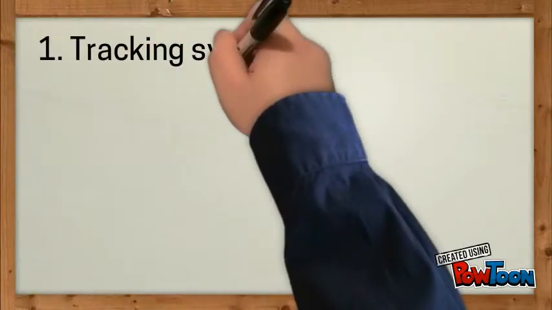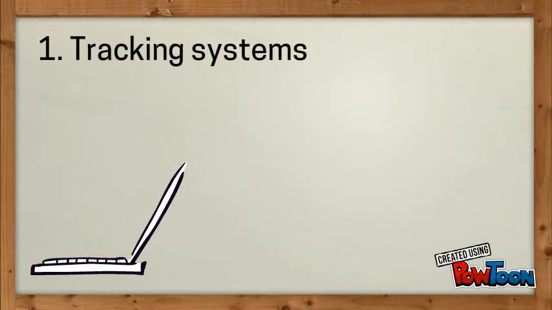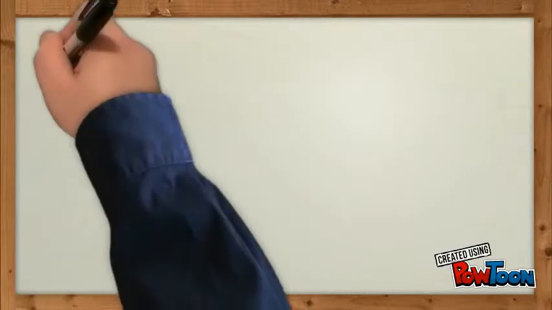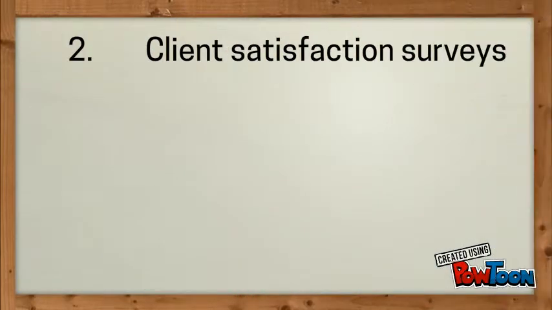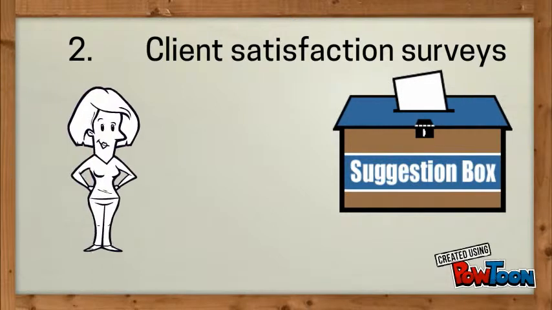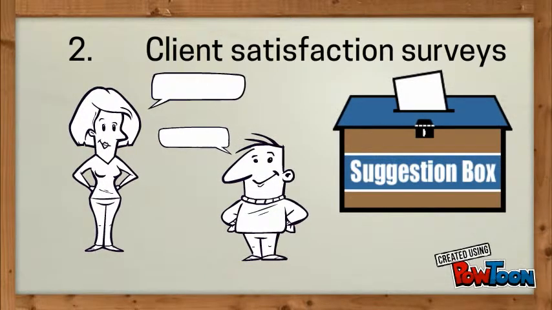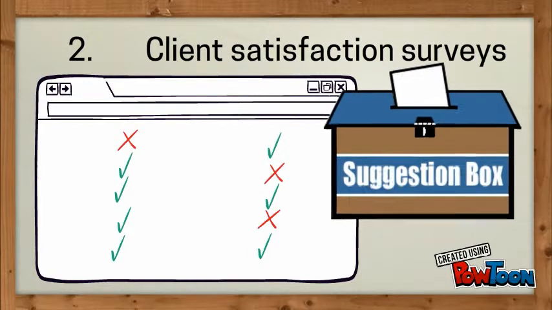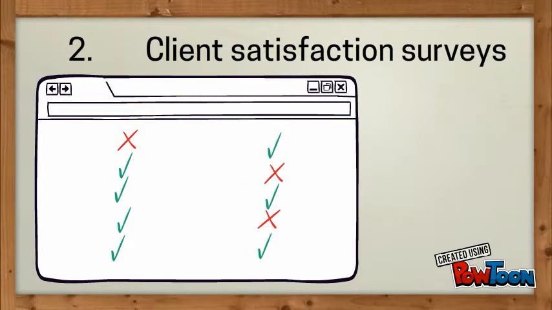Some examples of tracking systems include keeping a database of attendees at each event you held, or a database of how you heard about this product or service. Client satisfaction surveys can take the form of an unsolicited suggestion box, observations, so talking face-to-face with clients or participants on their likes and dislikes, or through a survey which can be generalizable through past and current client participation.